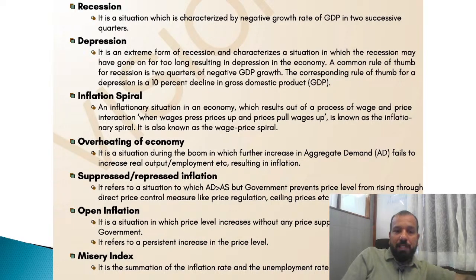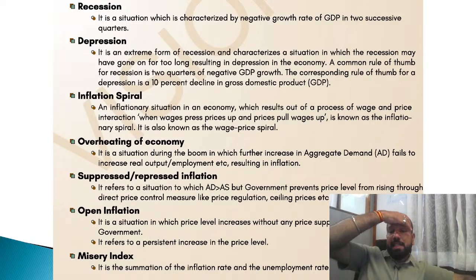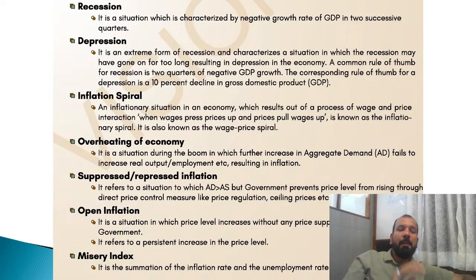Then suppressed or repressed inflation. It refers to the situation where aggregate demand is greater than aggregate supply, but the government prevents the price level from rising through direct price control measures like price regulation and ceiling prices. Sometimes aggregate demand is more than aggregate supply, but the government controls certain products and services like crude oil, petroleum products or telecommunication, which come under an oligopoly market where the government intervenes. Government fixes the prices; they keep a price ceiling.